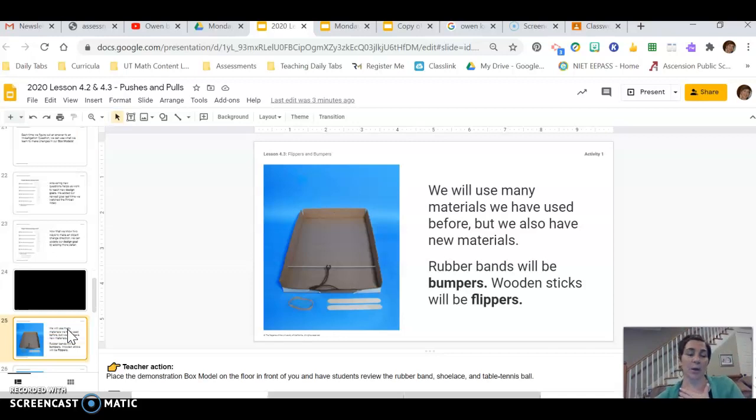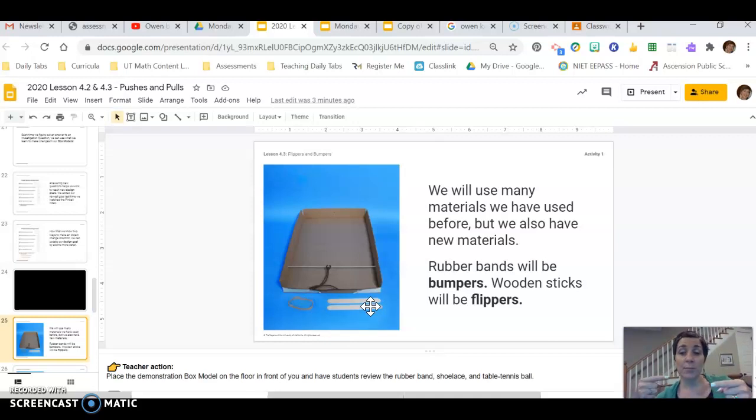But here we go. I want you to look at our box model. This is what we have. We have our rubber band across the box, and we have our shoestring to pull our ball. And now we're going to add a rubber band, and we're going to add some of these sticks. Our rubber band is going to be our bumpers. So we want the ball to hit the rubber band and bounce off. And these sticks will be what we call flippers.